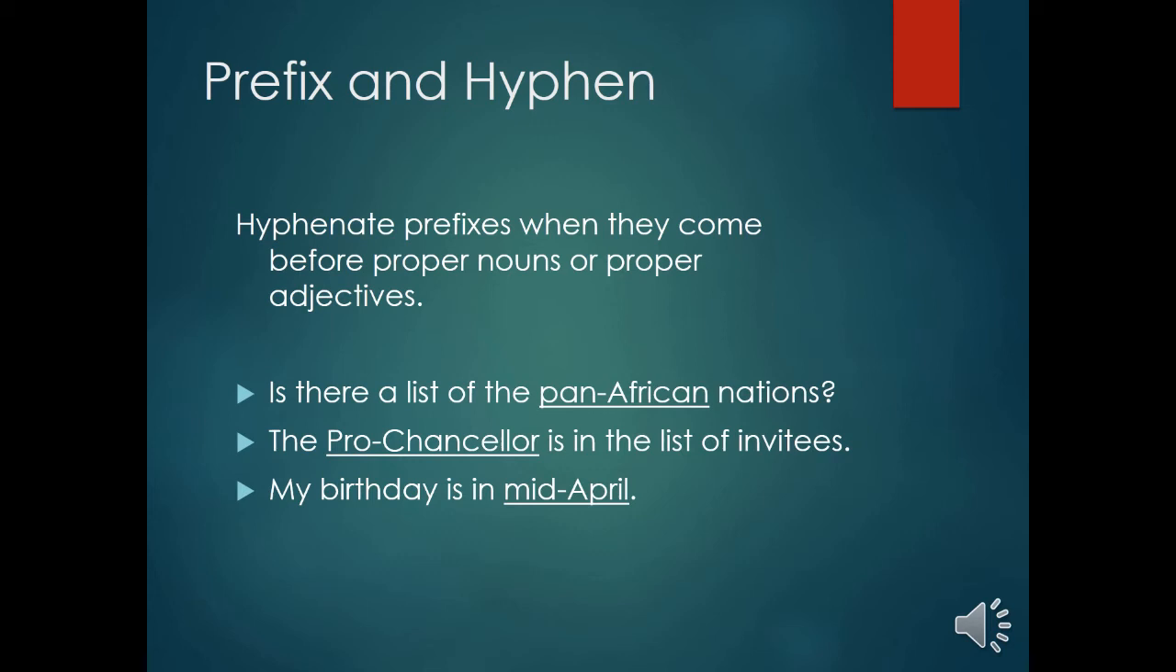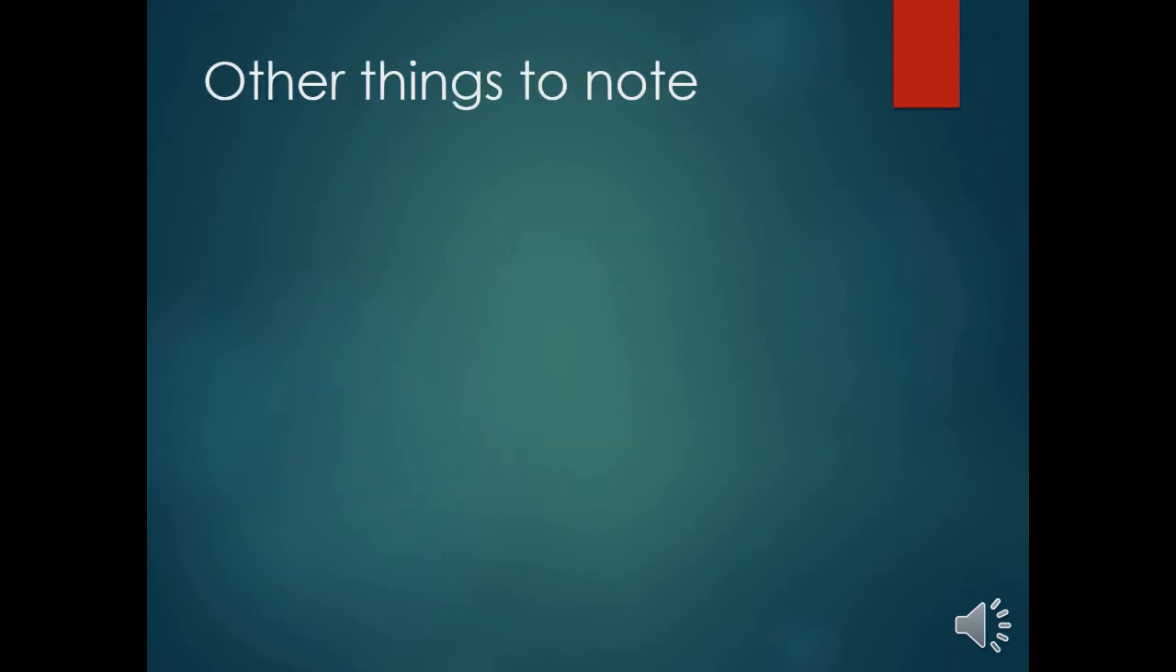Okay? The Pro-Chancellor is in the list of invitees. Pro is the prefix, Chancellor is a noun. My birthday is in mid-April. Mid is the prefix, April is the noun, the proper noun. Other things to note about the use of the hyphen.